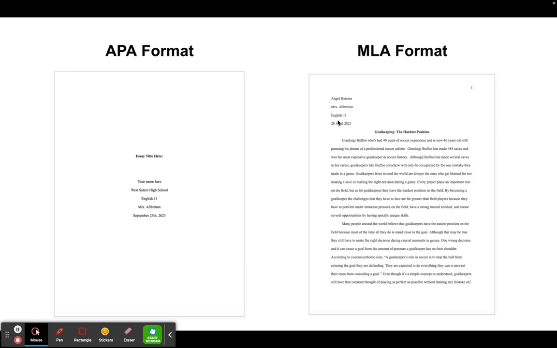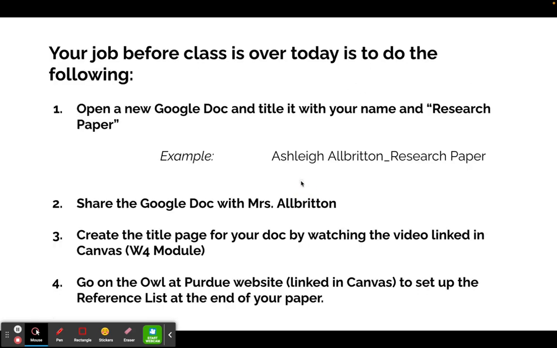MLA, you have all your information up here in the top left corner. So what you're going to do is create a document, which is eventually going to be the paper that you submit to me. You're going to title it with your first and last name, dash research paper. You're going to share it with me.